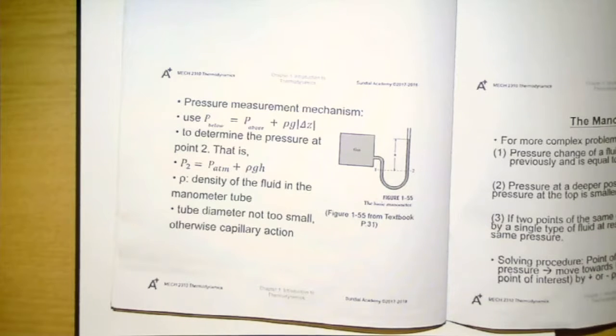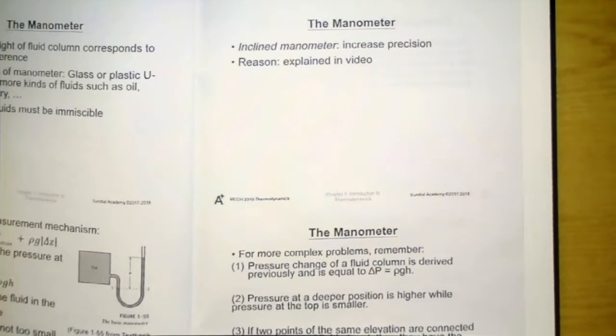Similar to the barometer, although the height of the differential fluid column is independent of the cross-sectional area of the tube, the tube diameter should not be too small. Otherwise, the capillary rise due to surface tension will be significant. We would like to neglect this effect, so we need a sufficiently large tube to make this manometer. In order to increase the precision of this manometer, an inclined manometer is made by using an inclined tube in the manometer design. The reason will be explained here.